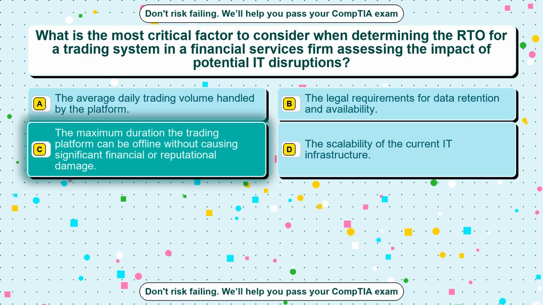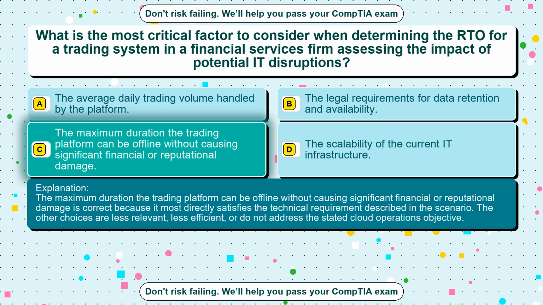The maximum duration the trading platform can be offline without causing significant financial or reputational damage is correct because it most directly satisfies the technical requirement described in the scenario. The other choices are less relevant, less efficient, or do not address the stated cloud operations objective.